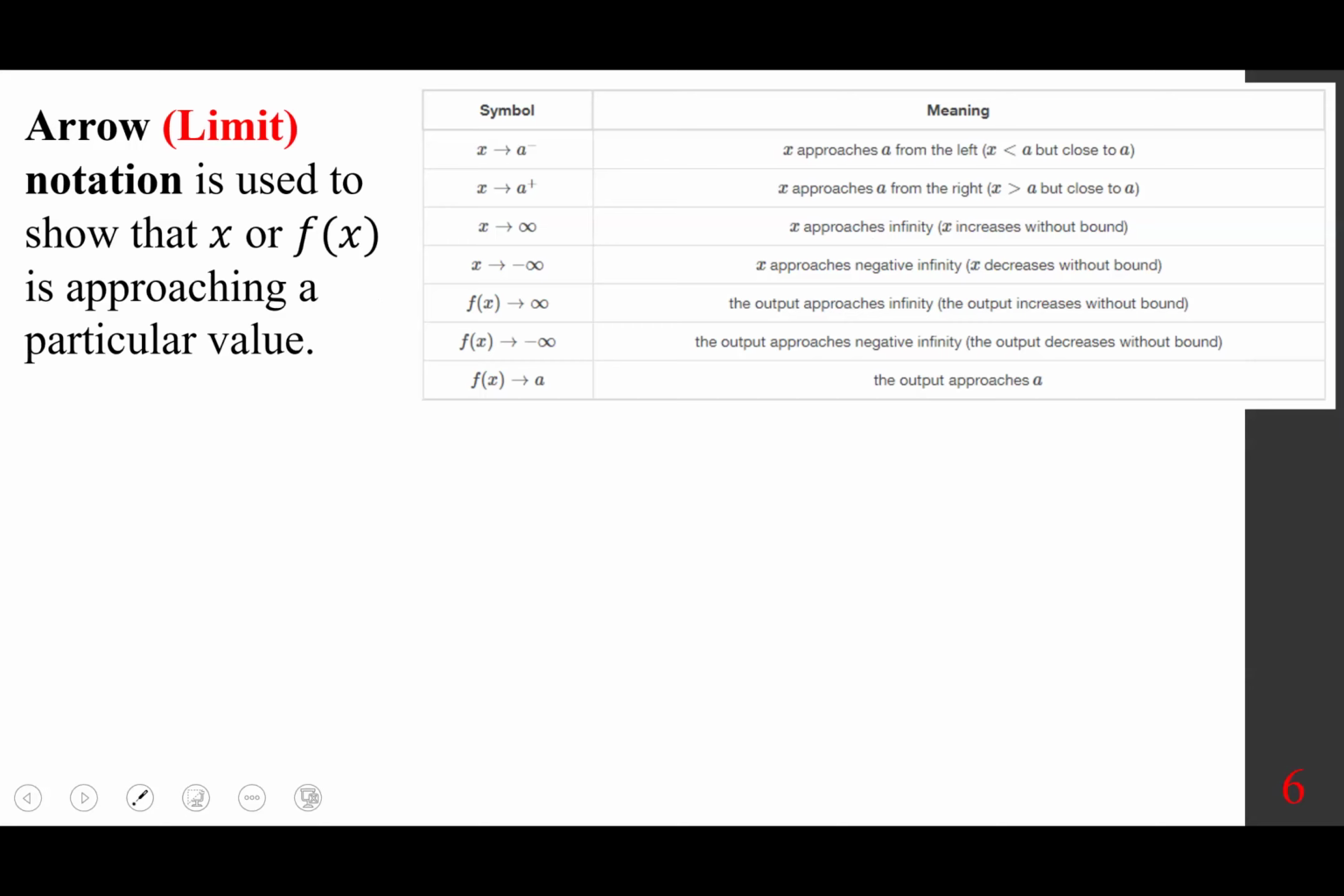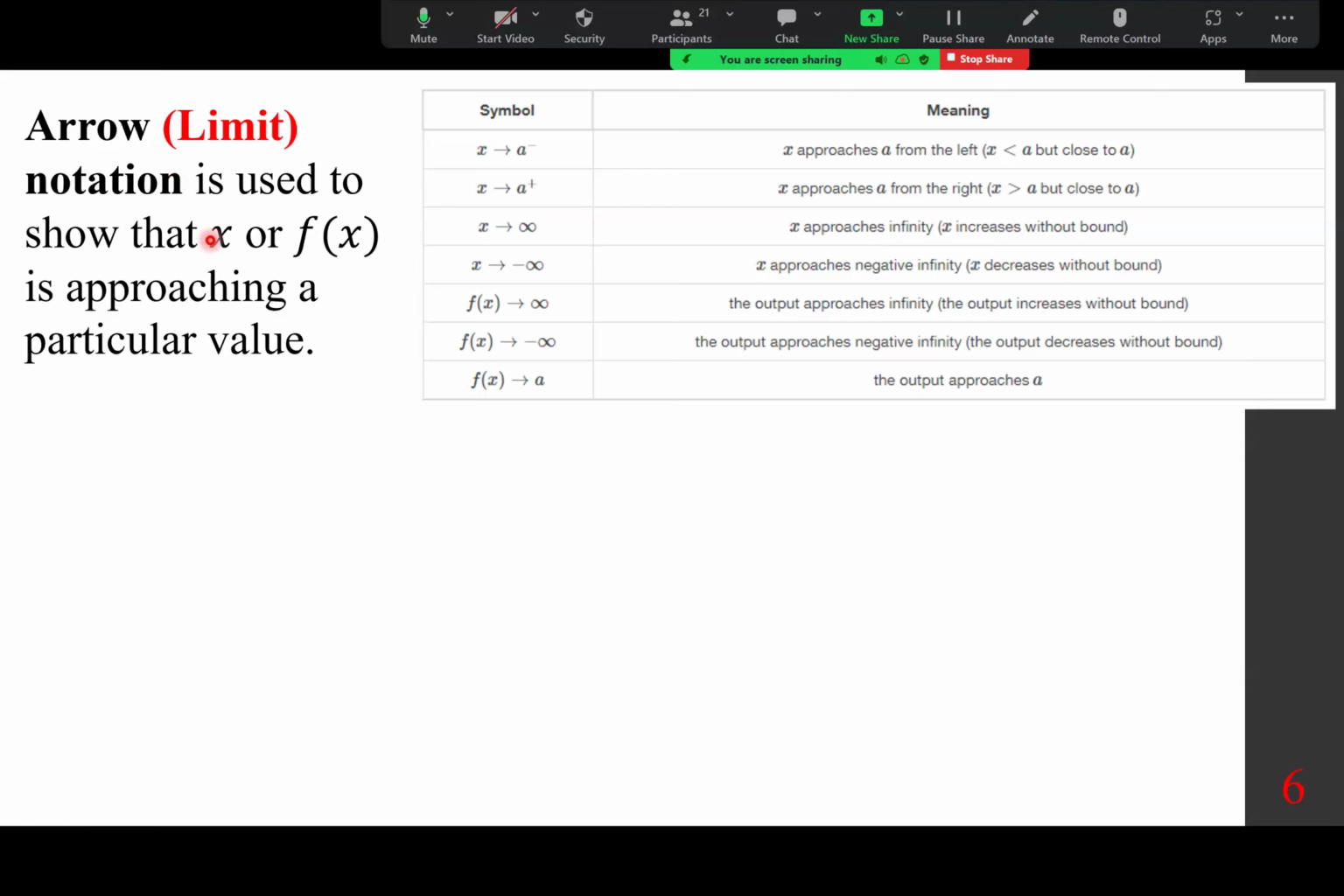Arrow or limit notation is used to show that x or f of x is approaching a particular value. We discussed this with more details in calculus. So this one, x approaches a. This is a from the left. X approaches a from the right.